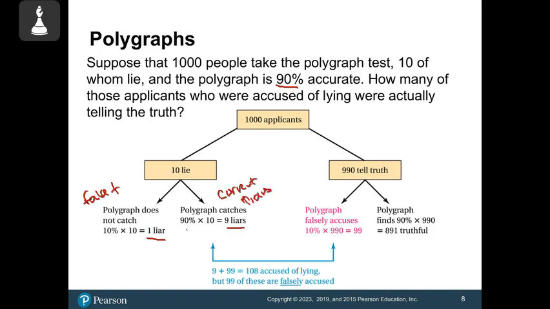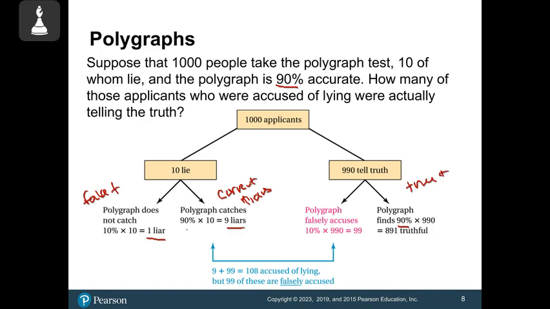And then we can do the same thing on the telling the truth side. If we have 990 that tell the truth, 90% of the test is going to show that these people are being truthful. So 90% of 990 is 891, are truthful. So these are our true positives. They're truly telling the truth.